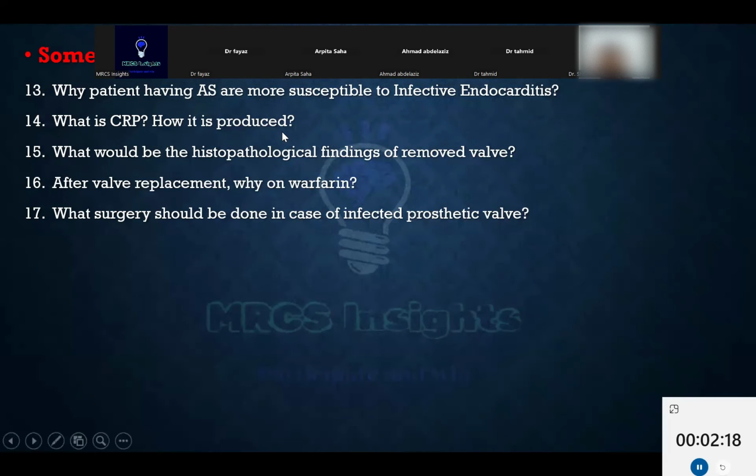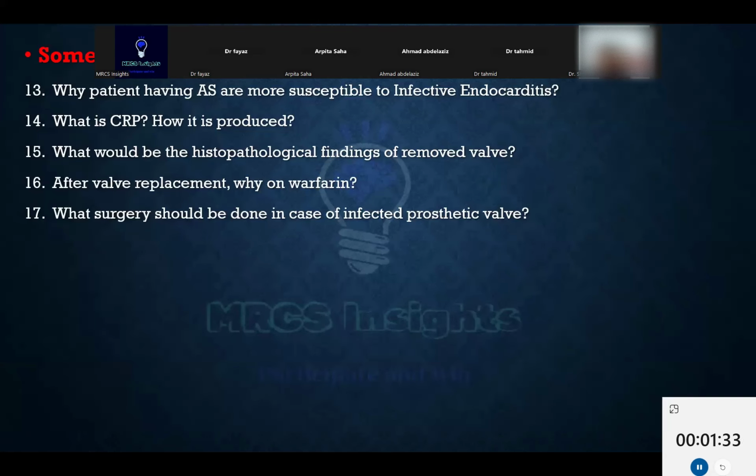How it is produced, I can't recall the answer. Which interleukin is responsible for this production? No, I can't recall it. Okay, no problem. Now tell me what would be the histopathological findings of the removed valve? What will you find? On a removed valve, okay. Okay, no problem. If you don't remember the answer, just tell, may I come back later? Yeah, later, okay.